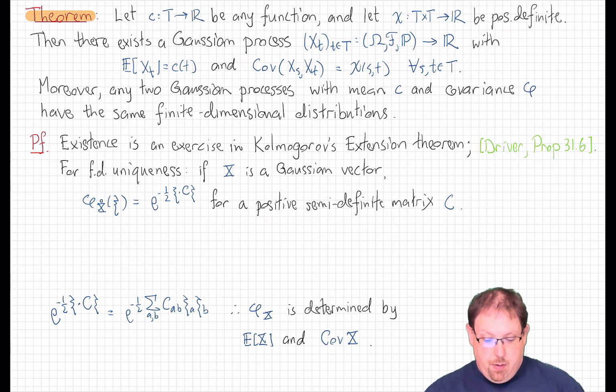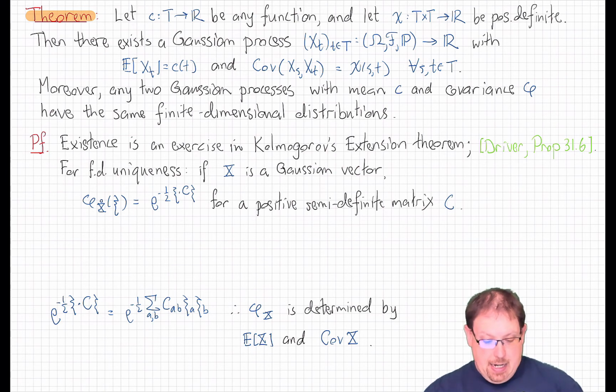We want to see that if we have two Gaussian processes with the same mean and covariance, then they have the same finite dimensional distributions. Well, since finite dimensional distributions just mean checking the joint distribution of xt1, xt2 up to xtn for any set of times t1 through tn, in order to prove this uniqueness result, all we need to see is that if we have any finite dimensional Gaussian vector, it is uniquely determined in distribution by its mean and covariance. And that is a true theorem, which we can see easily from our definitions as follows.